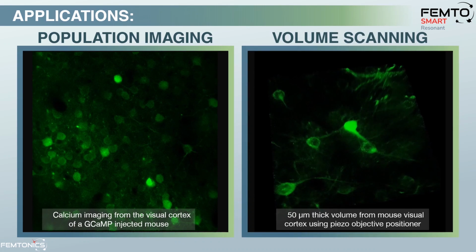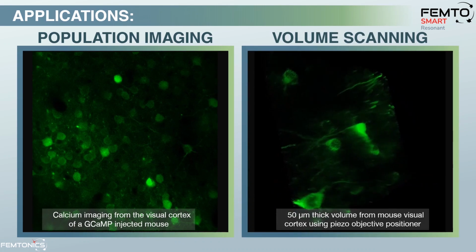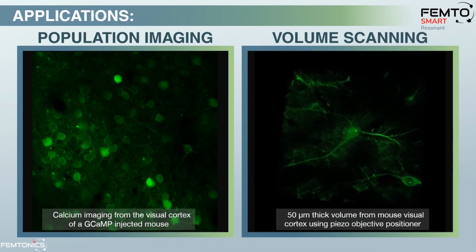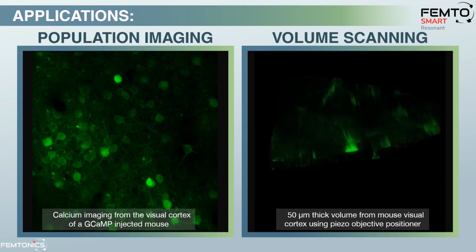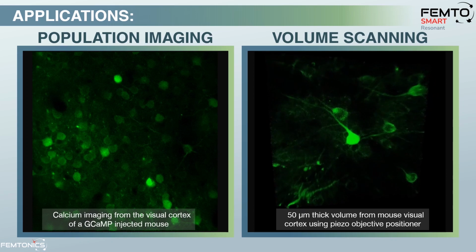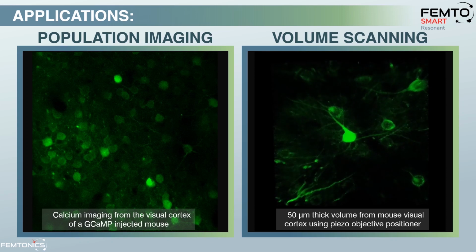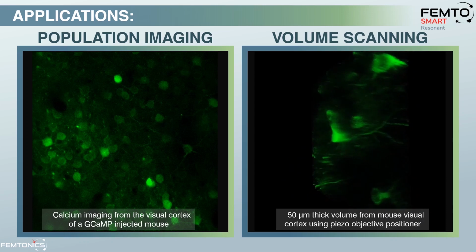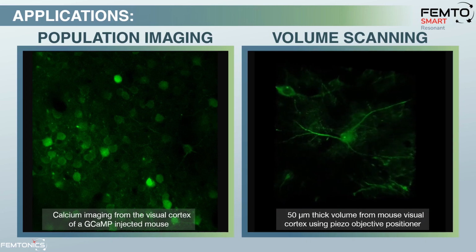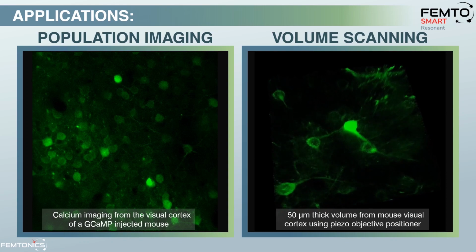On the right side, we're looking at a volume scan of 50 micrometers thickness. Researchers can use fast piezo drivers or liquid lenses to record volumetric images fast enough to see calcium transients. In this case, we used a 100 micrometer travel distance piezo objective positioner to scan through this volume of the mouse visual cortex.